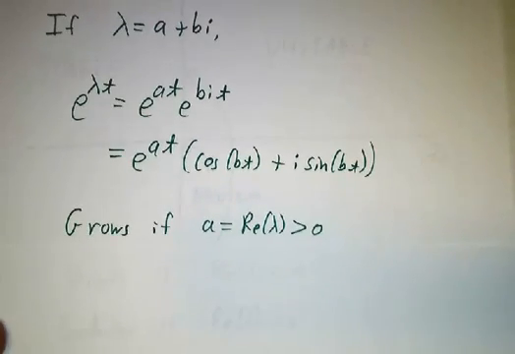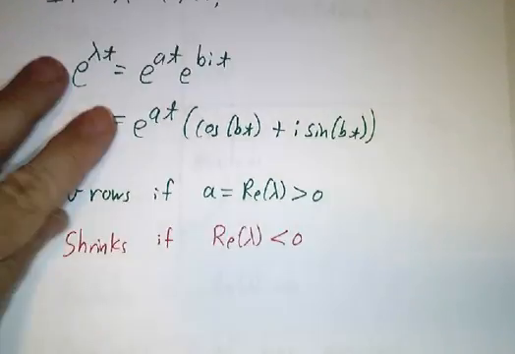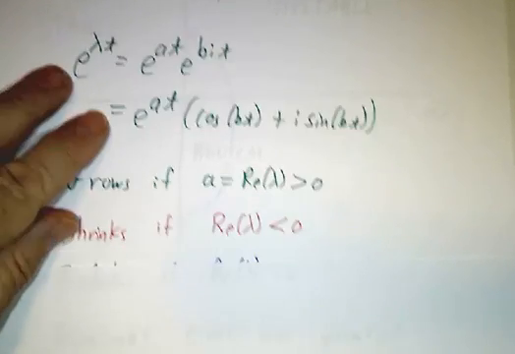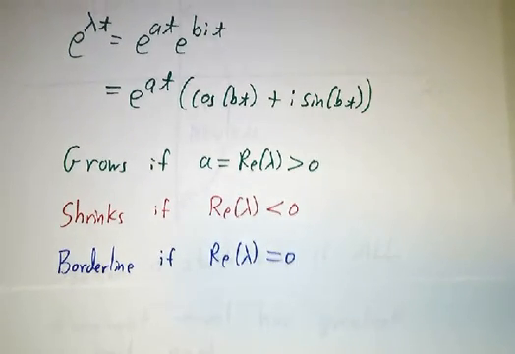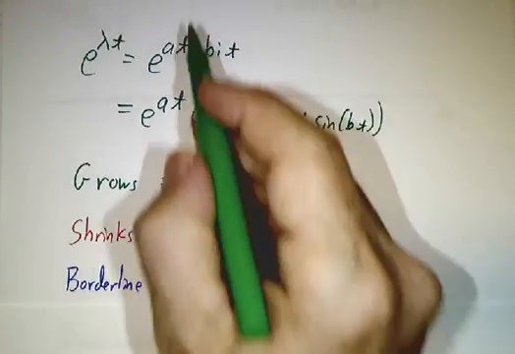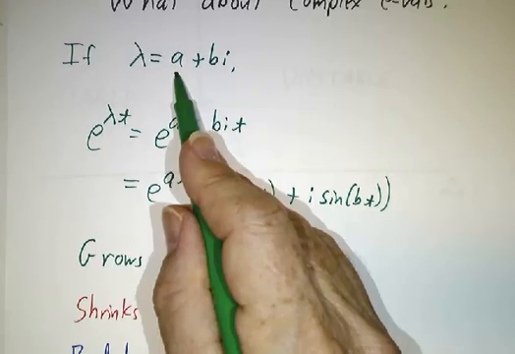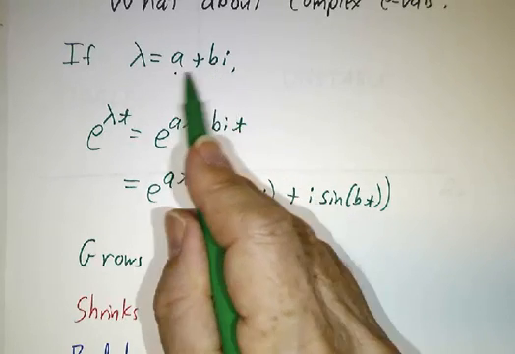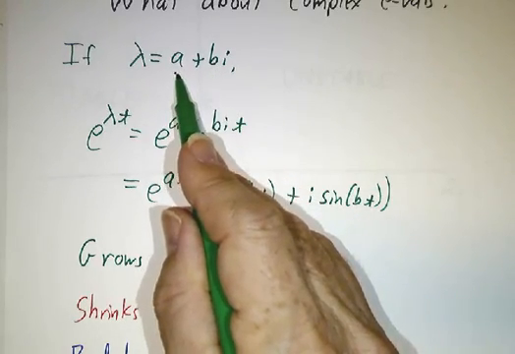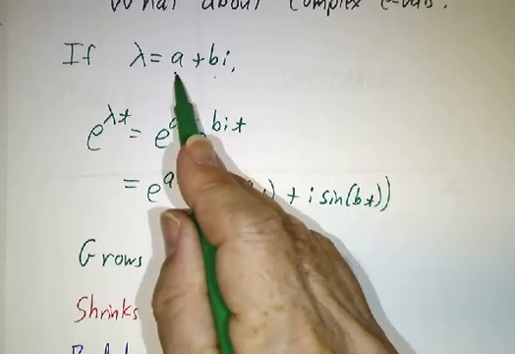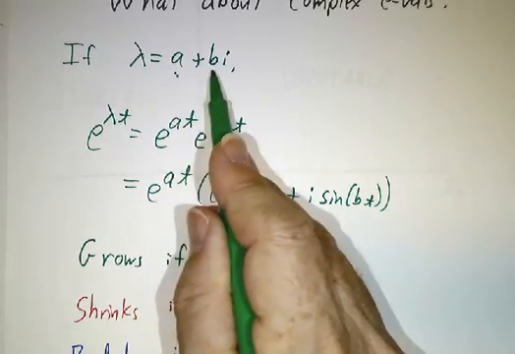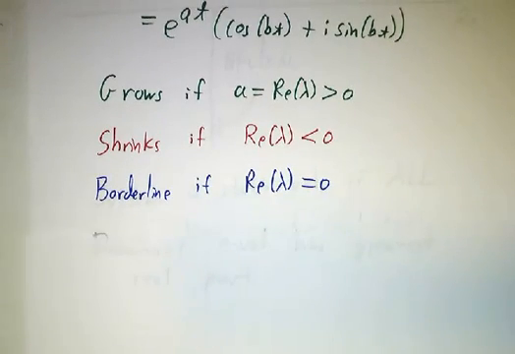So it grows if a is positive. It shrinks if a is negative. It's borderline if a is 0. In other words, if the real part of the eigenvalue is positive, it will grow no matter what the imaginary part is. If the real part is negative, it will shrink no matter what the imaginary part is. If the real part is 0, it'll be neutral no matter what the imaginary part is.